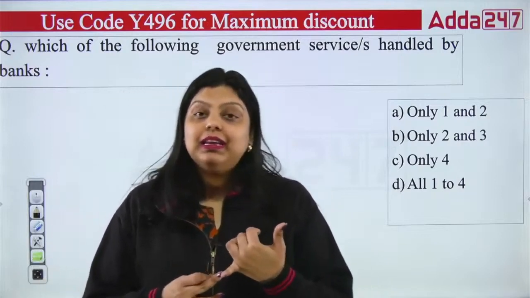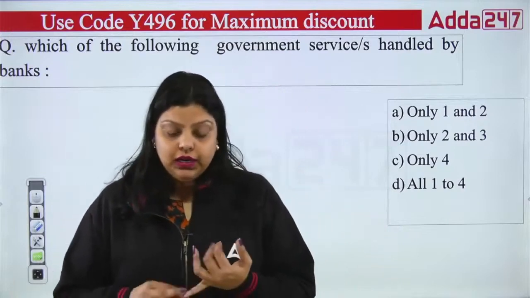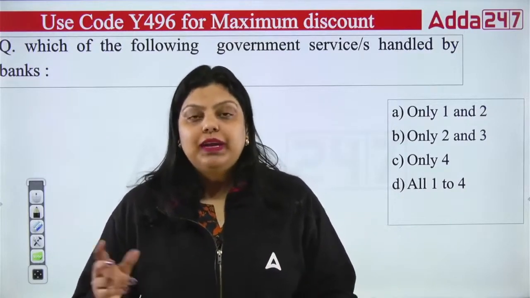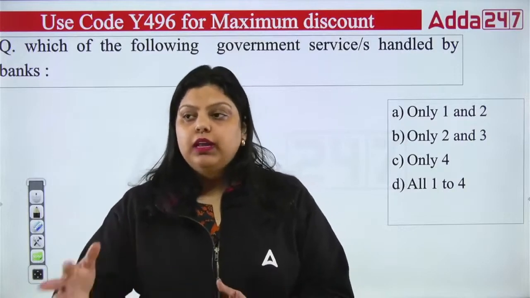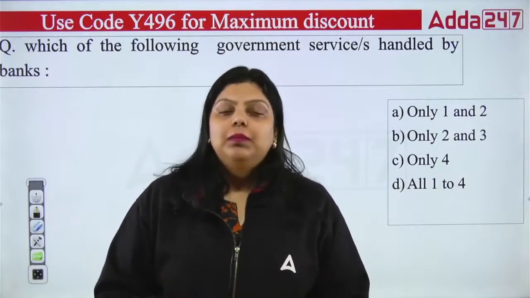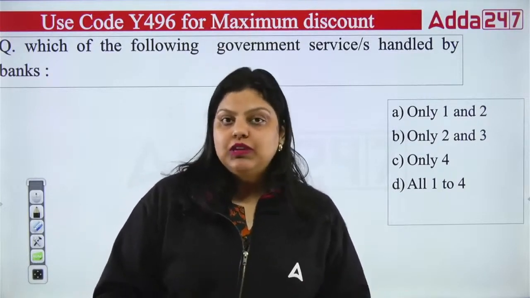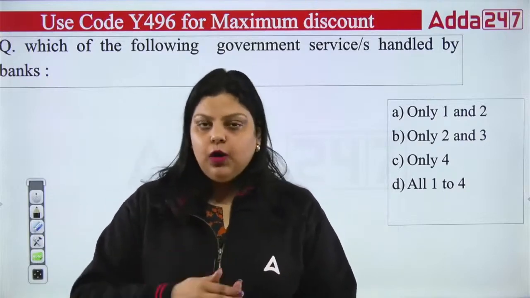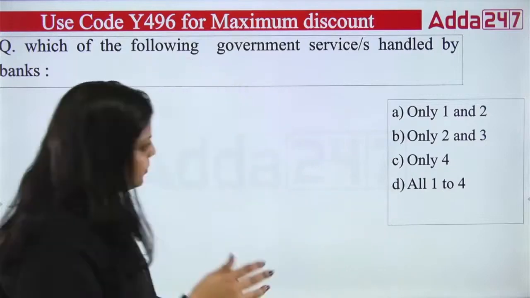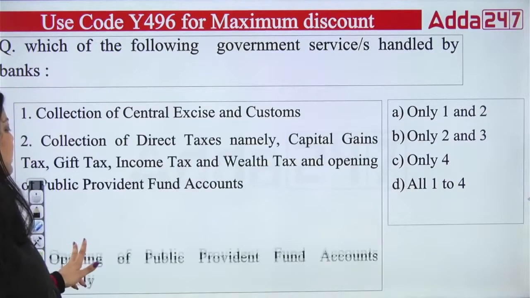RBI maintains the accounts of government. It means RBI maintains the budget of government. RBI maintains the gap between expenditure and revenue of the Government of India by providing loans, by issuing new currency, by issuing securities, and so on. So RBI has a responsibility to perform as an agent for the central government as well as the state government. Somehow the banks are also performing certain services for your government. And what services the banks are performing, that you have to answer.